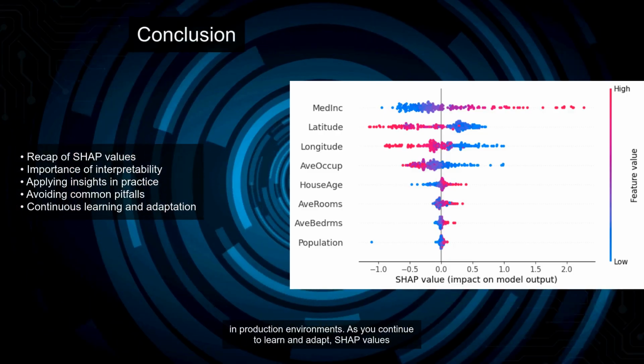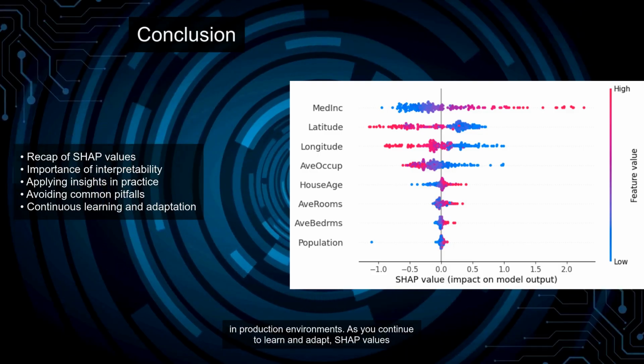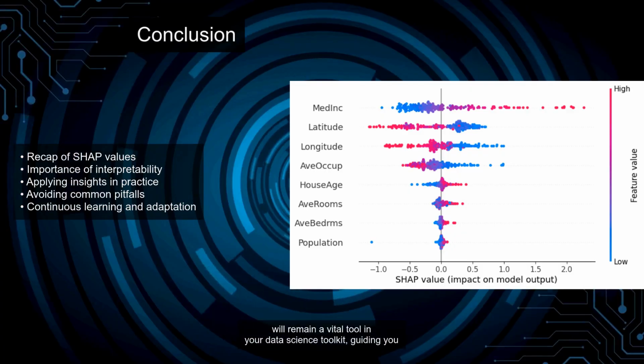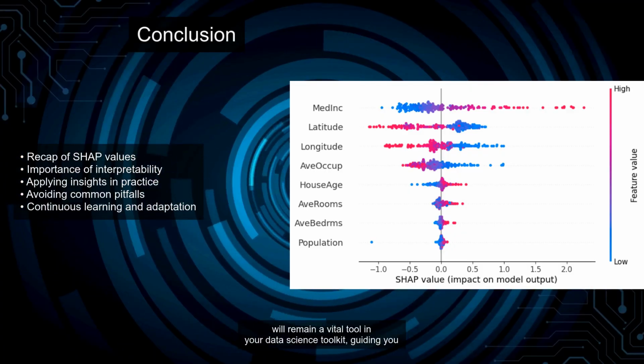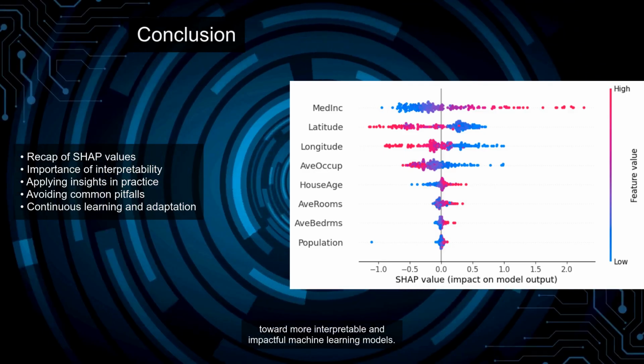Remember to be mindful of common pitfalls and adhere to best practices when using SHAP in production environments. As you continue to learn and adapt, SHAP values will remain a vital tool in your data science toolkit, guiding you toward more interpretable and impactful machine learning models.